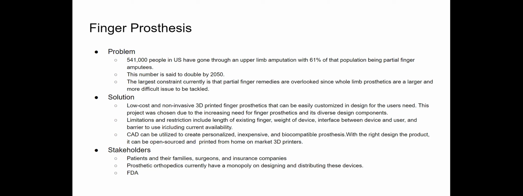Into the next part, we go over our solution, how we were going to fix this problem. We wanted it to be low cost. We wanted it for anybody to be able to print it at home if they need it. So we decided to go with a 3D printed finger that could be changed at home and personalized. If you know anybody who has a 3D printer, or if you just want to send it out to some sort of facility that has 3D printers, you give them your measurements and they can 3D print you a finger. And here we have our stakeholders.